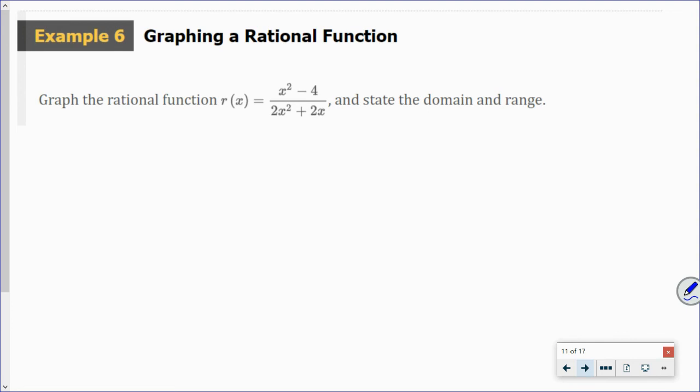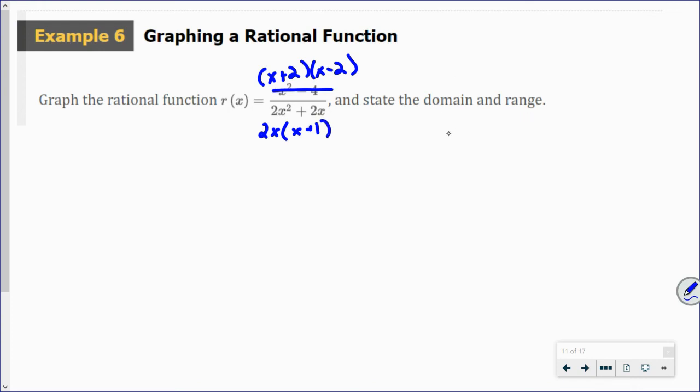Okay, so graph the rational function here. Again, first thing we're going to do is factor everything. So the top is a difference of squares. So you have x plus 2, x minus 2. And down here, it looks like we have a greatest common factor. So factor out this 2x. And then you have x plus 1.